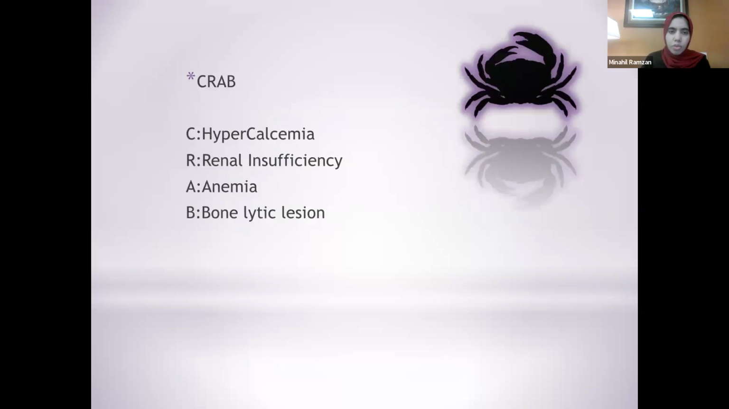So we have a very good mnemonic to remember multiple myeloma, that is CRAB. A patient will present with hypercalcemia, renal insufficiency, anemia, and lytic bone lesions, you will find.